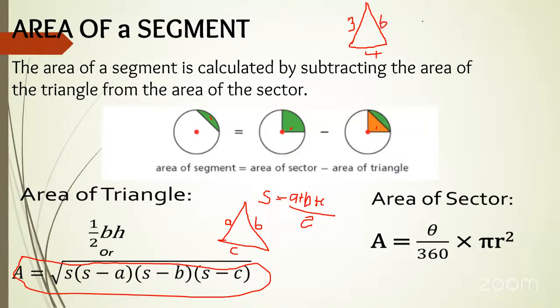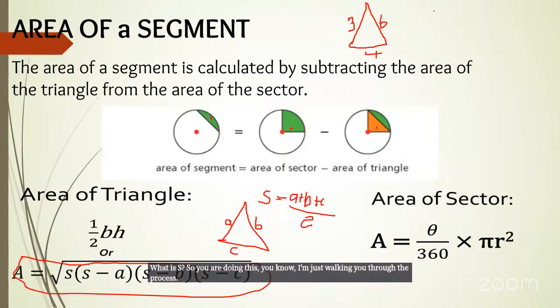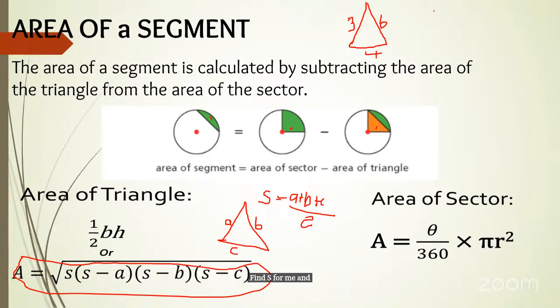Here is our triangle. So the semi-perimeter, the first thing that we're going to do is to find S. What is S? I'm just walking you through the process. Find S for me and tell me what S is.